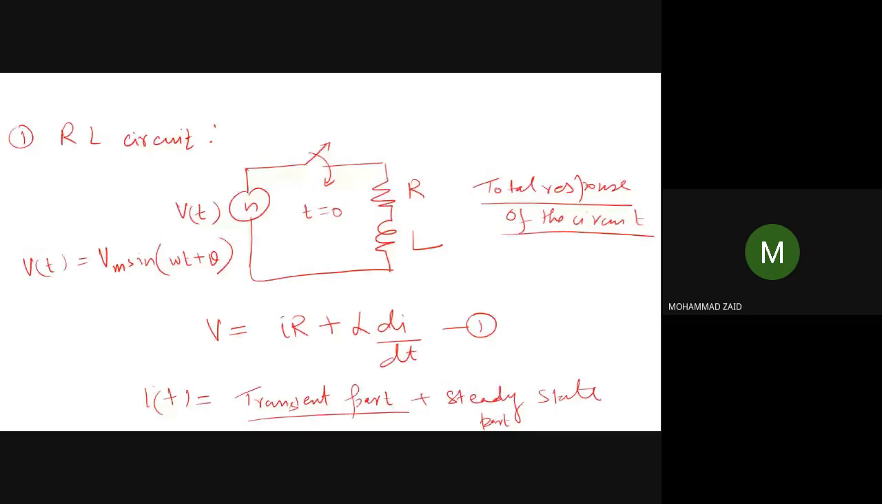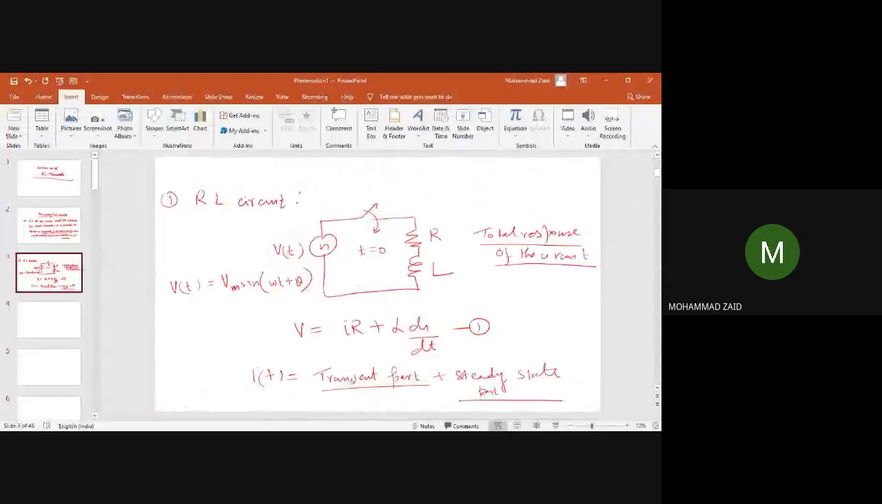Till now we have also seen that every DC circuit response also has two parts, that is the transient part and the steady state part. So for AC circuits also we can have two components, that is the transient component and the steady state component. Let me stop here and discuss something with you.